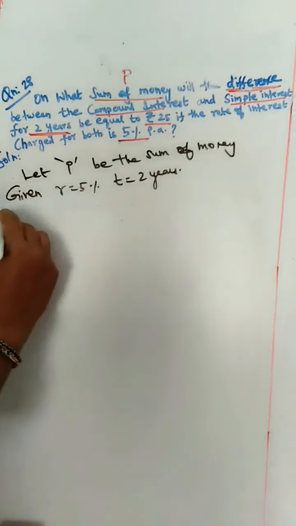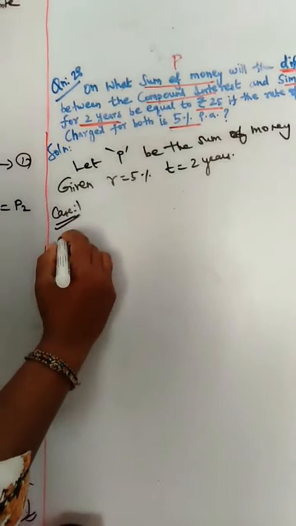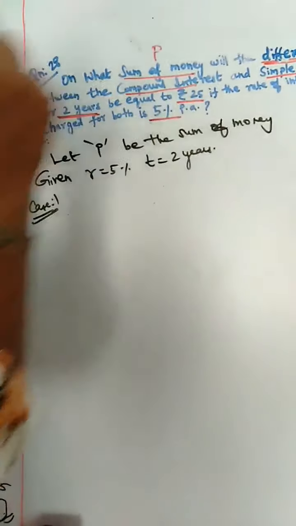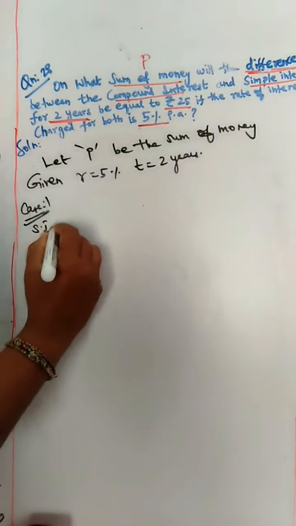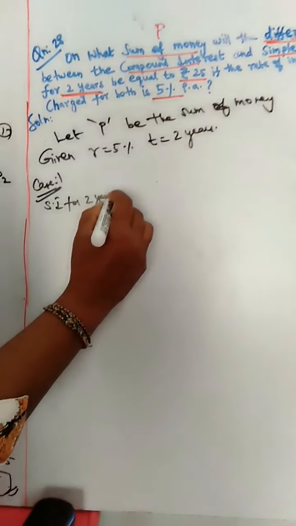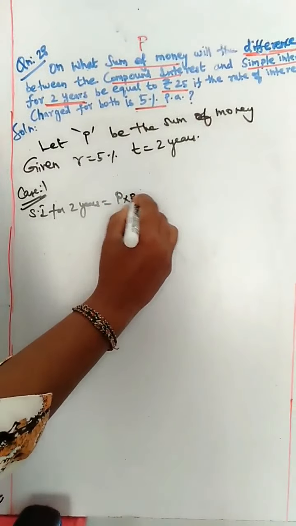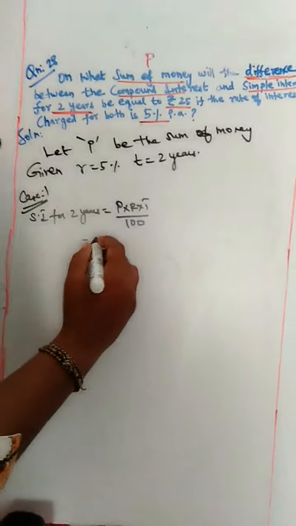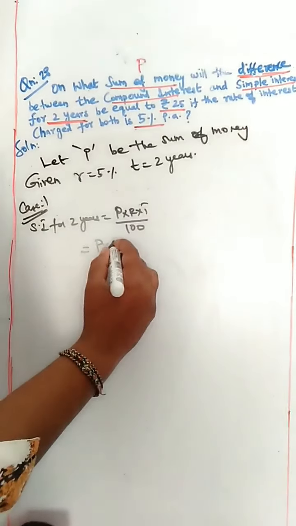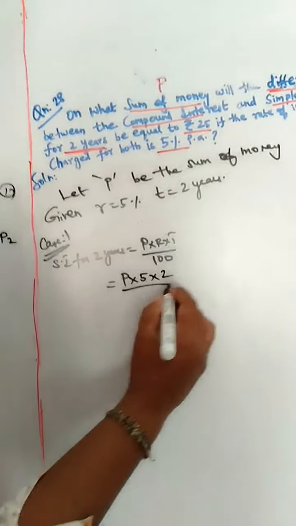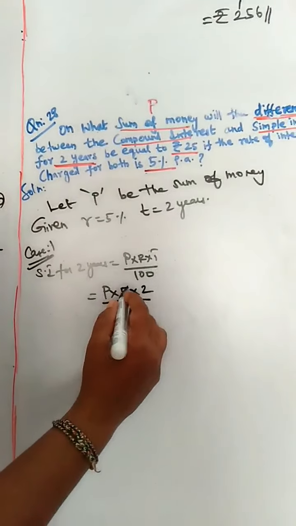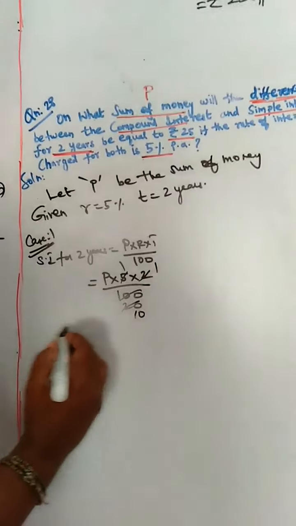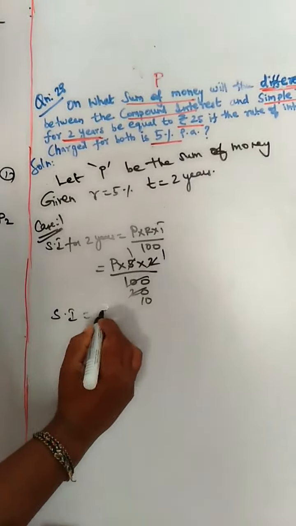Case 1. We are going to find simple interest and compound interest, because the difference between the compound and simple interest is given as 25. Case 1, simple interest for 2 years, which is equal to P into R into T by 100. We don't know P, we are assuming P as it is. Then rate of interest is 5, time period is 2, by 100. By 5 times, if we cancel 1 time, this is 20 times. Then by 2 times, if we cancel 1 time, this is 10 times. So SI equal to P by 10.